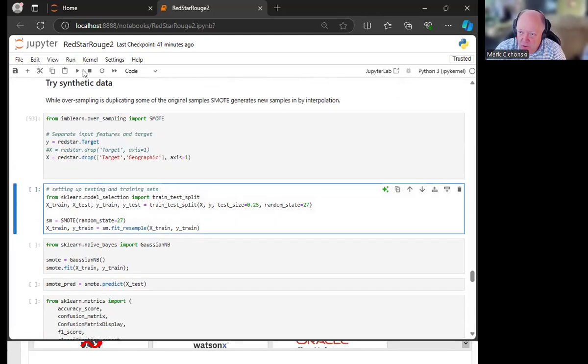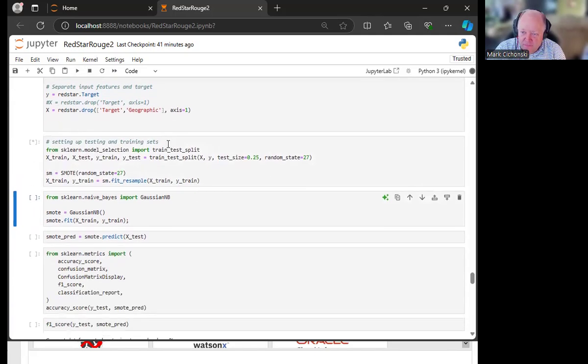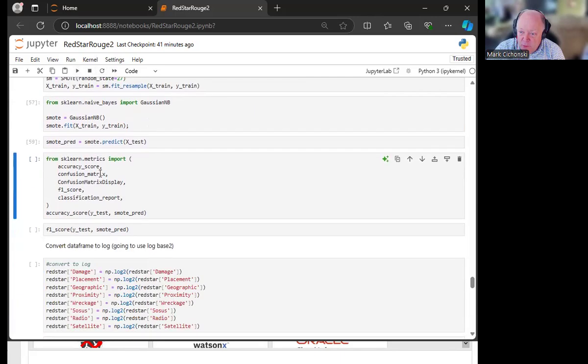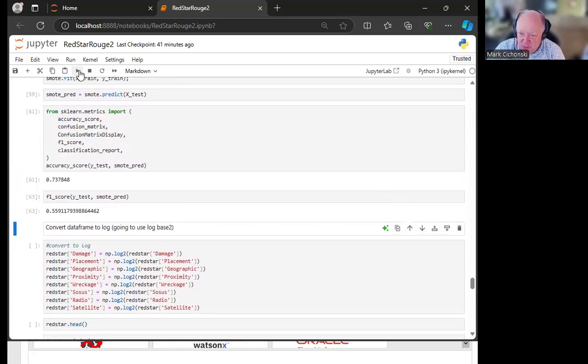We'll run the model. It'll take a little bit longer. And then we'll fit it. We'll run the predictions. And you can see here we get about a 73% and a 55. So again, it's not as good as taking out the correlated features.